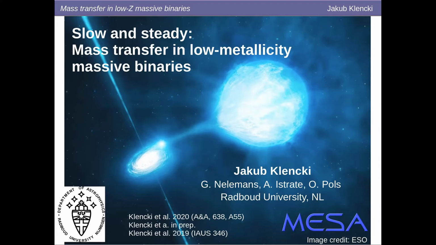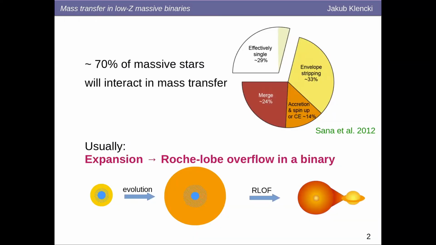And today I want to talk to you about the evolution of massive stars in interacting binary systems and the effect that may be played there by low metallicity. We know that most massive stars are formed in binaries or even in higher-order triple systems. And most of these massive stars will at some point strongly interact with their companions by transferring mass and angular momentum. Usually this interaction happens as a result of expansion.